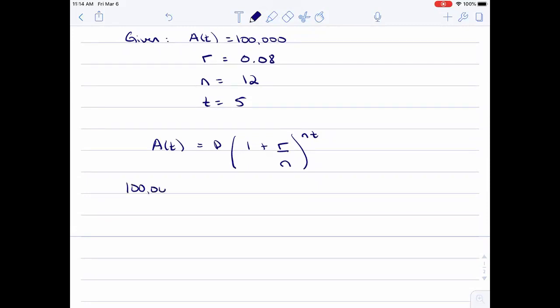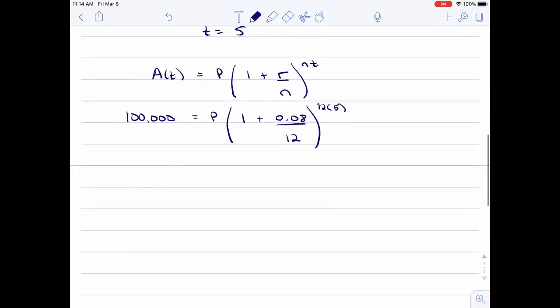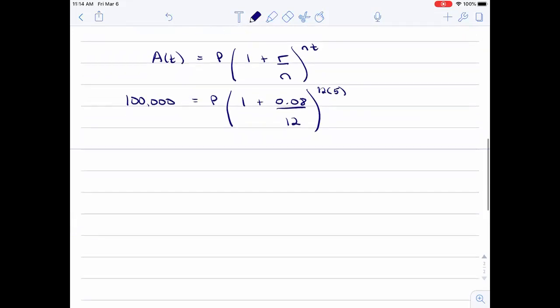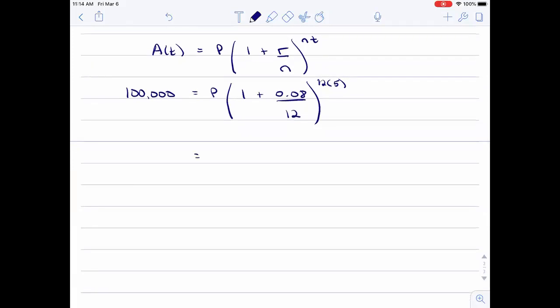So I get 100,000 is P times 1 plus 0.08 divided by 12 to the power of 12 times 5. So we're back to BEDMAS, right? Making sure that you do the 0.08 divided by 12, then add it to 1, then to the power of 12 times 5, and then divide it over. So I get 0.08 divided by 12 plus 1. So I get P times 1.00666 repeating, to the power of 12 times 5, which is 60, is 100,000.